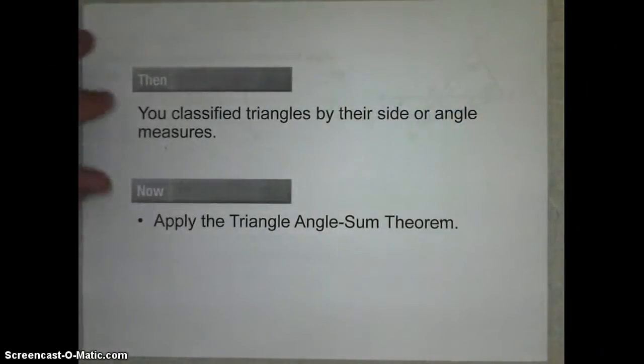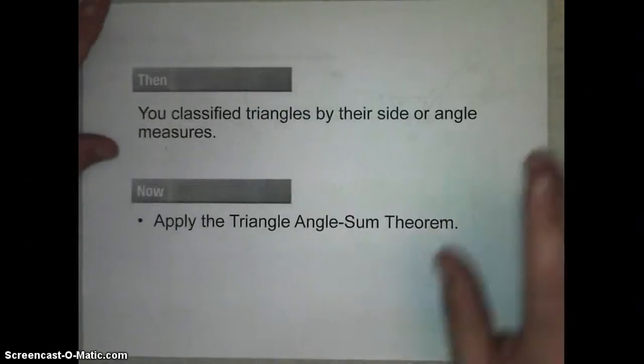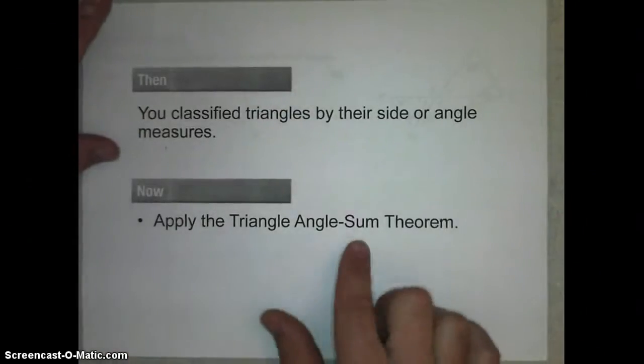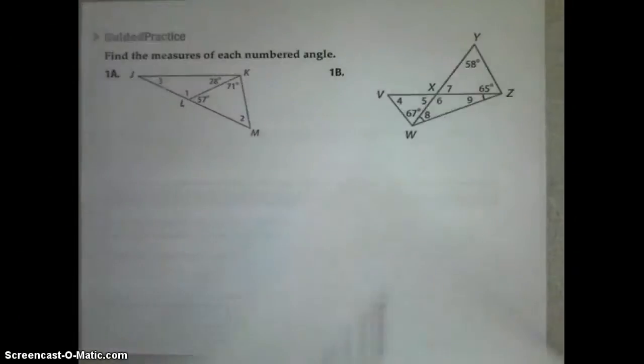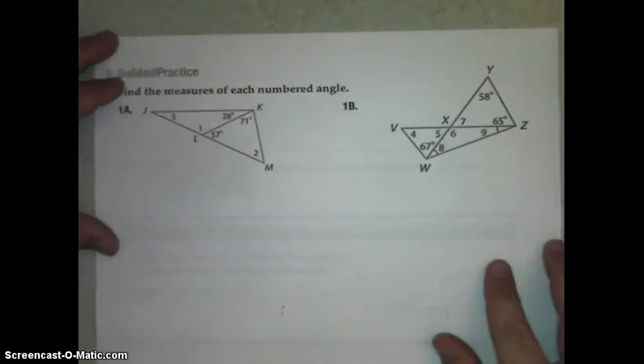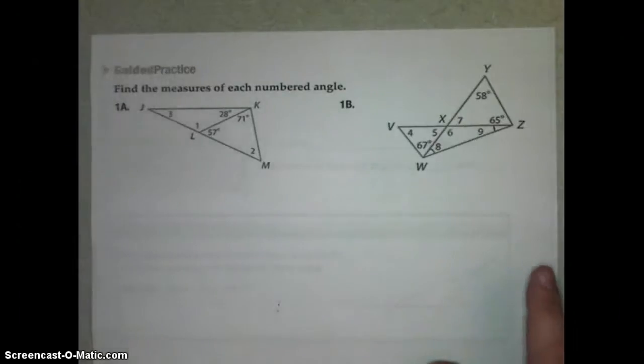In 4.1 we learned how to classify triangles by their side or angle measures, and now we are applying the triangle angle sum theorem, which just means all the angles in a triangle add up to 180 degrees in measure. So let's get started right away on these next examples.